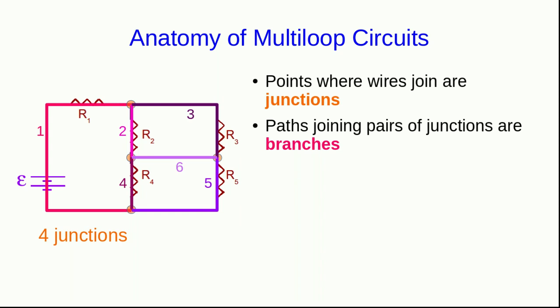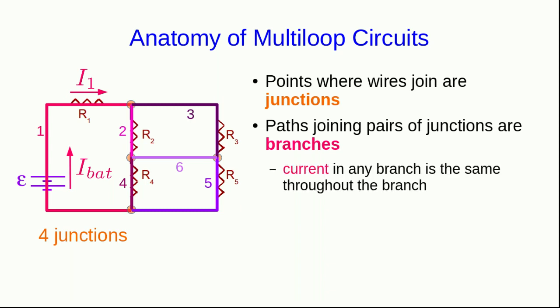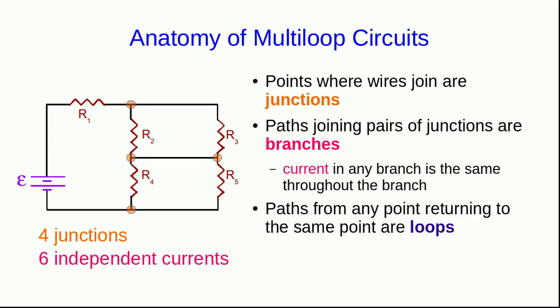The particularly important thing about branches is that if you know the current anywhere in a branch, since there are no junctions along the branch, the current has to be the same everywhere else in that branch. So in this example, we can see that the current through the battery has to be the same as the current through resistor 1. And so the fact that we have 6 branches in this circuit tells us that there must be 6 different currents. Finally, a path from any point, which returns to the same point, is called a loop.